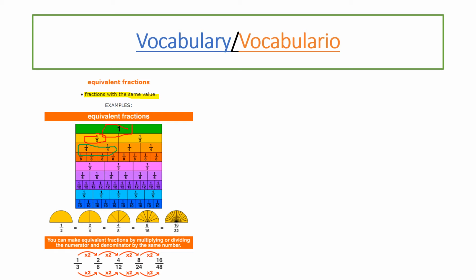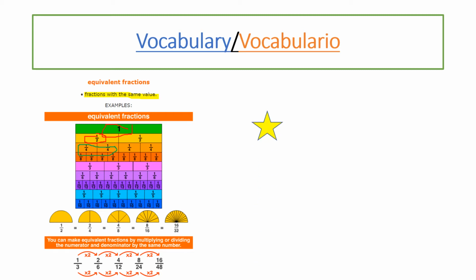They're the same size, but they have a different number of parts. Say that with me. 2/4 is equivalent to 1/2. Awesome. They are the same size, but have a different number of parts. What are they? Excellent. They're the same size with a different number of parts. At the bottom, you see you can make them by multiplying or dividing the numerator or denominator. We're going to get into that later.